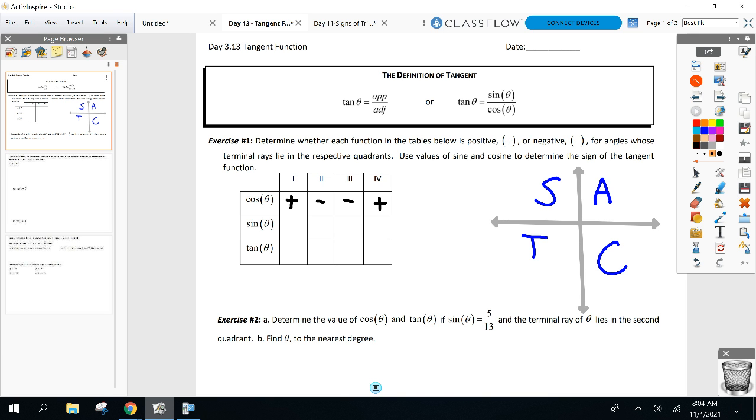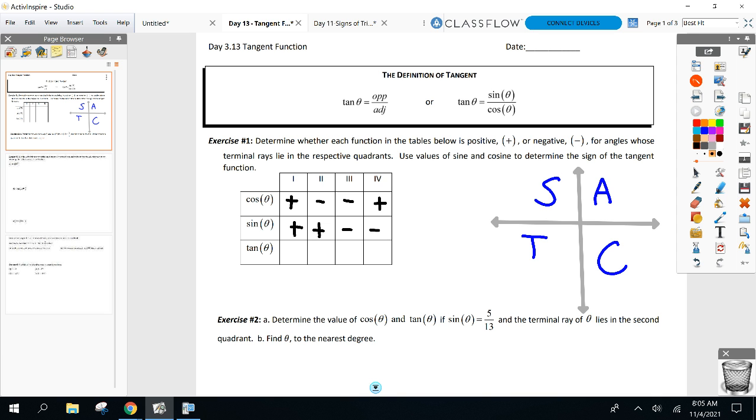Hopefully it went pretty quick, right? Sine in the first? Positive. In the second? Third? Fourth? How about tangent in the first? Negative.